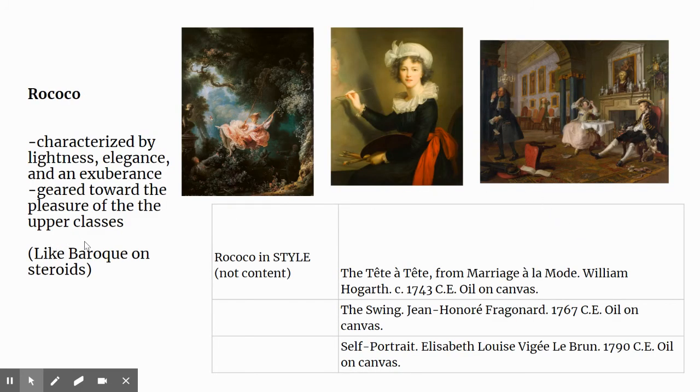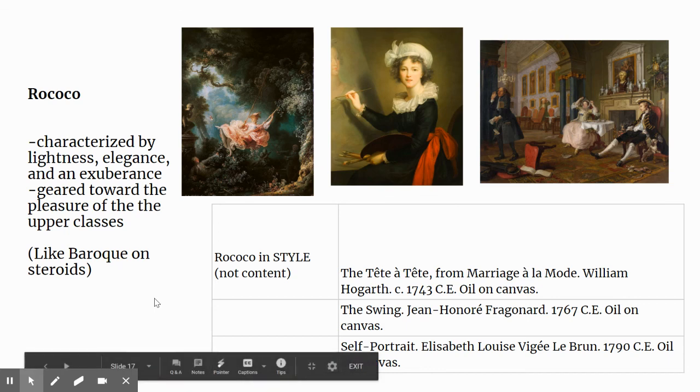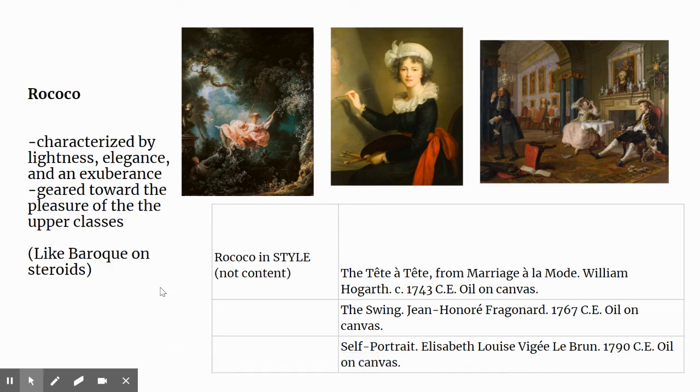Okay, finally, Rococo. We already looked at the Rococo piece, which is the Marigella mode, but it's a little bit different in that the tete-a-tete for Marigella mode is Rococo in style, not so much content. When we talk about Rococo, it's very frothy and frilly and light and airy and exuberant. And of course, that appeals to the upper class, just like we talked about Baroque style tended to appeal to royalty and nobility because it kind of confirmed their right to rule. Rococo does even more so. Rococo is like Baroque on steroids.